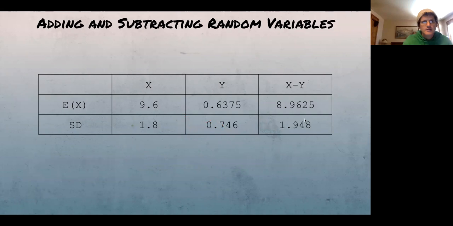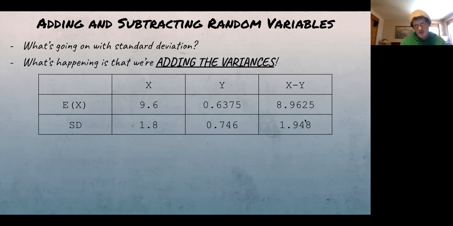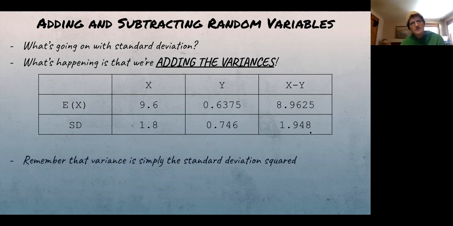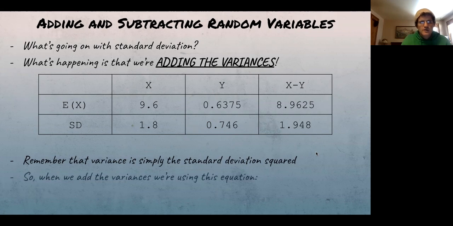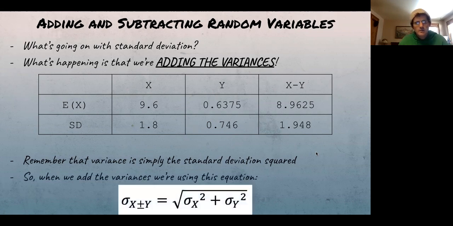Now let's look at this. We're adding the variances, and that's the key thing. This is why we talked about variances to begin with and why it's coming back. Variance is simply the standard deviation squared. So we're basically doing this. My standard deviation is 1.8, and if I square that to get the variance, 1.8 squared is 3.24.